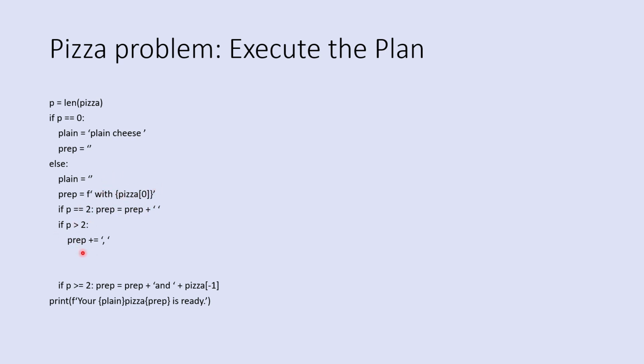So if P is greater than 2, now we want to add a comma and a space to the end of that. And then we want to start adding on the extra toppings with commas and spaces. But we don't want to go all the way to the very last topping, because we're accounting for the very last topping down here with the and.